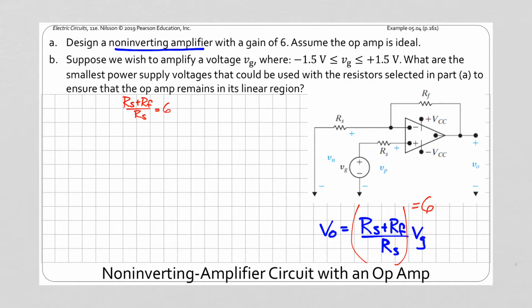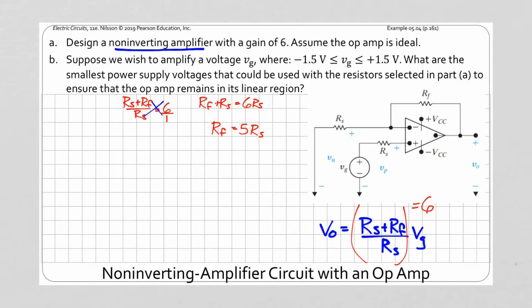We can say, if we have a fraction here, we can make the 6 over 1 a fraction as well, so that we can cross multiply. And then we'll have, so we see here that we have our feedback resistance RF should be 5 times as big as RS.